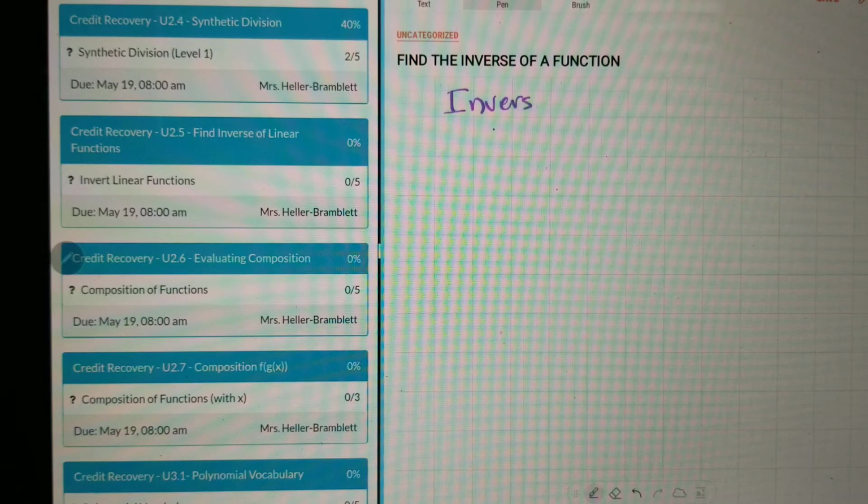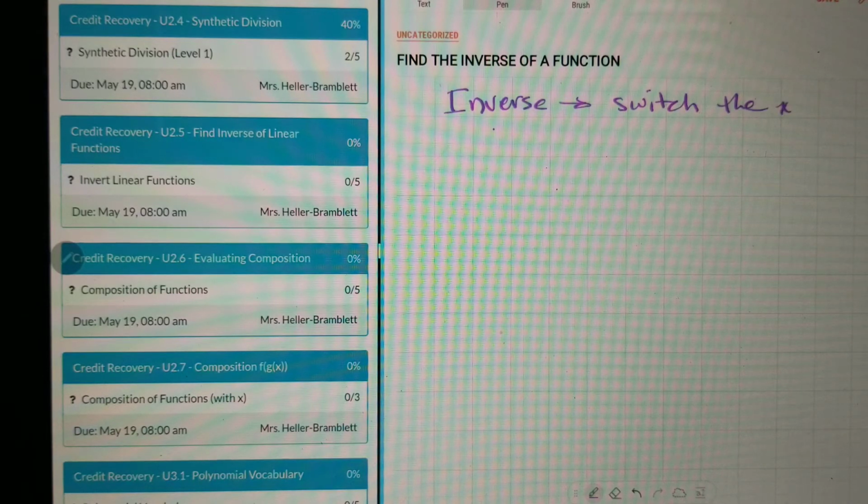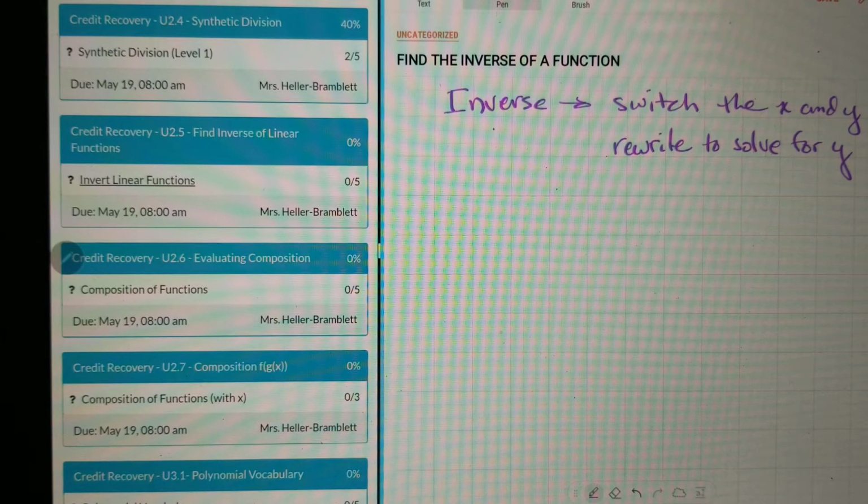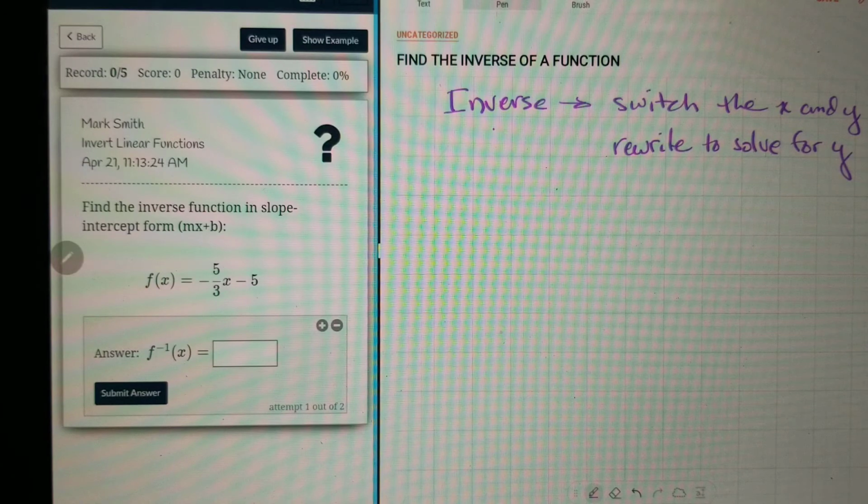The inverse is: switch the x and y. That's what you're doing. You're going to switch the x and the y, and then you're going to rewrite to solve for y. All right, that's pretty simple. It sounds a little scary, but it's actually super simple.